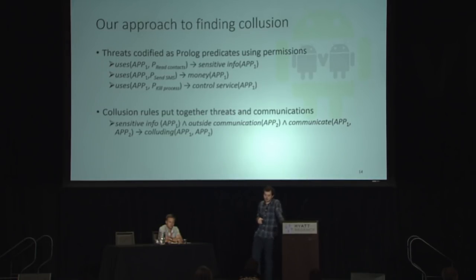And we also created some rules to specify how applications could collude. So, for example, you see a very simple rule here. If application 1 has access to sensitive information, if application 2 has access to the outside, and if application 1 communicates with application 2, we would have a potential collusion between application 1 and application 2.